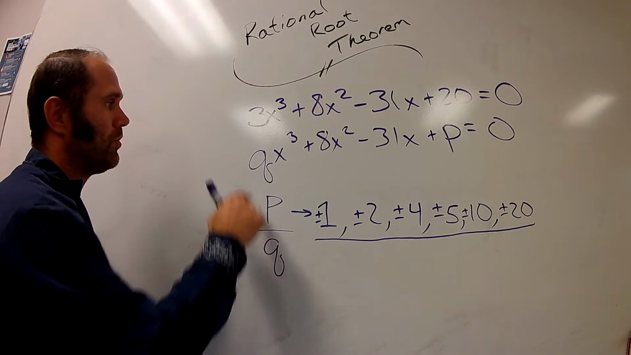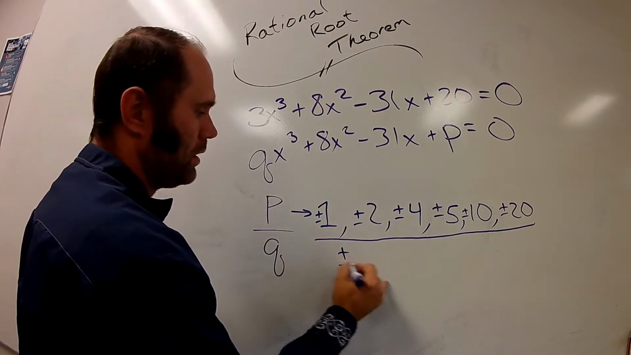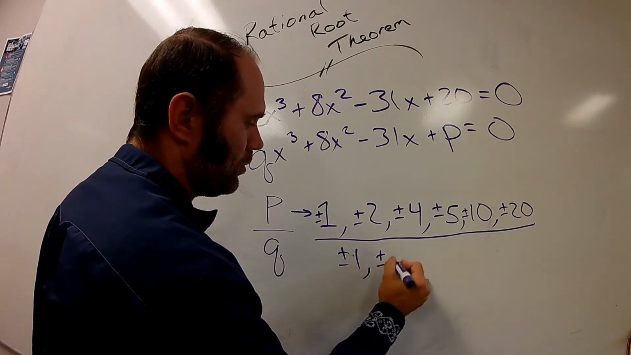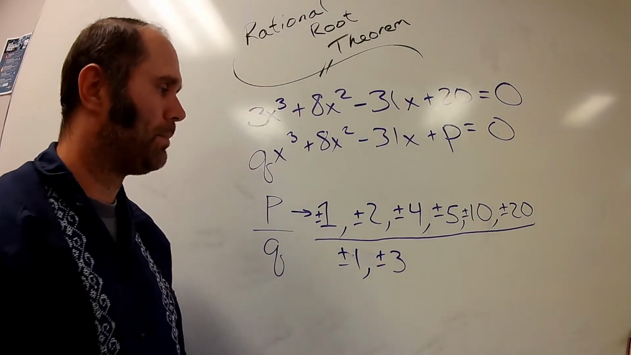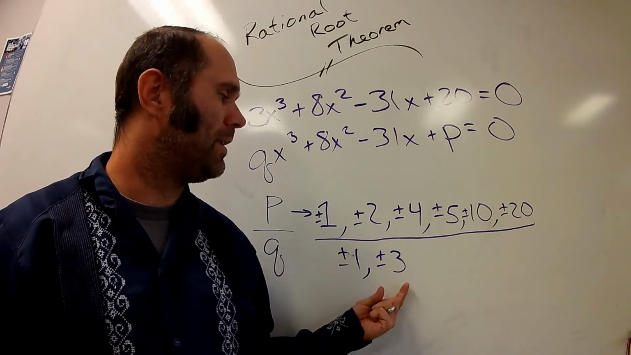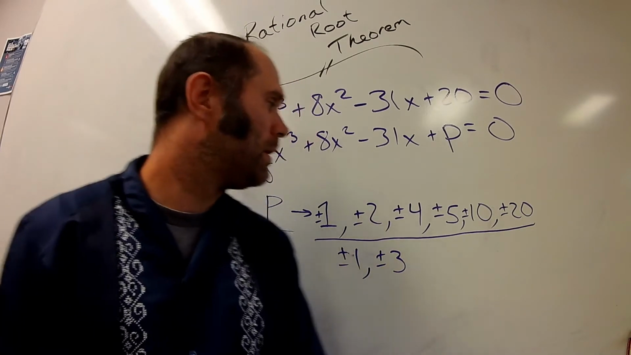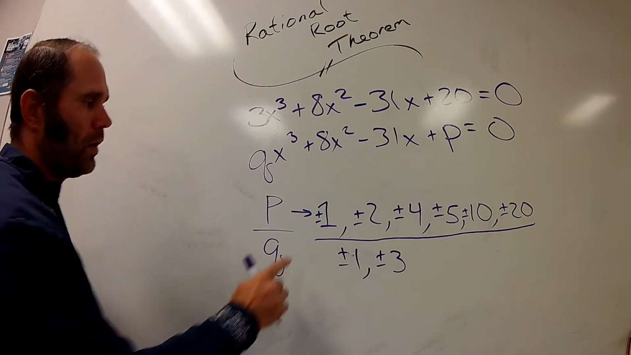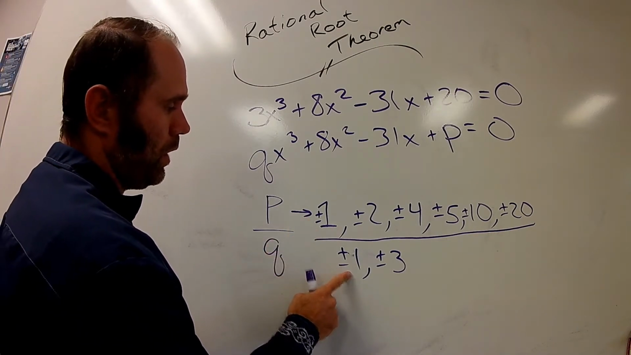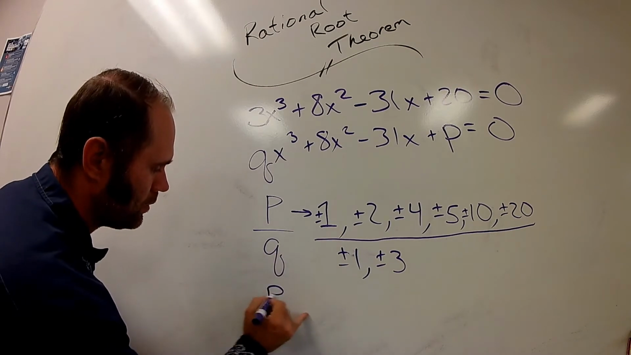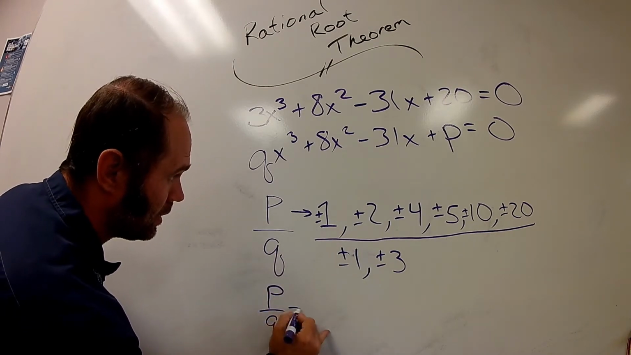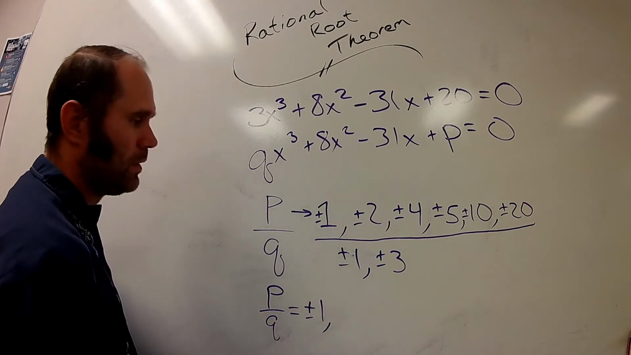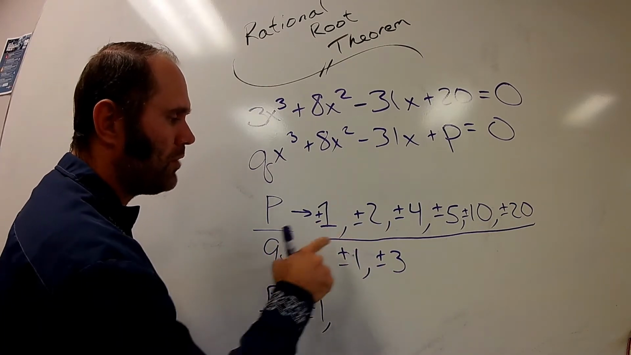All of the factors of 3: plus or minus 1, plus or minus 3. Since 3 is prime, there's only 1 and itself. So these are all the factors. So all of the possible combinations are 1 over 1, which is 1. So here's all of the combinations. Plus or minus 1, and 1/3. Well, let's do all over 1 first.